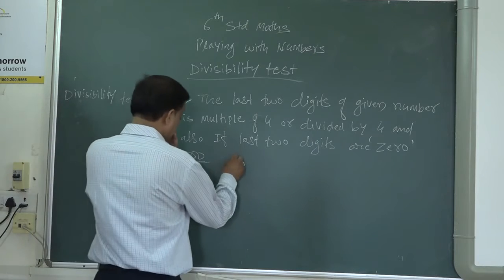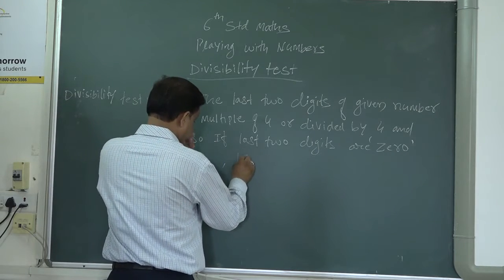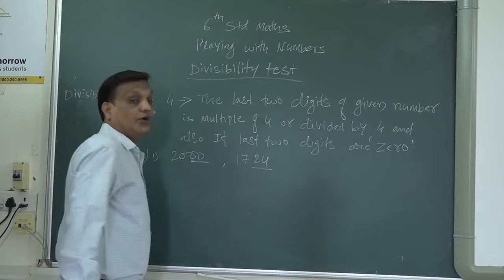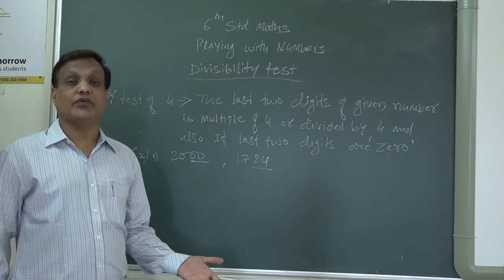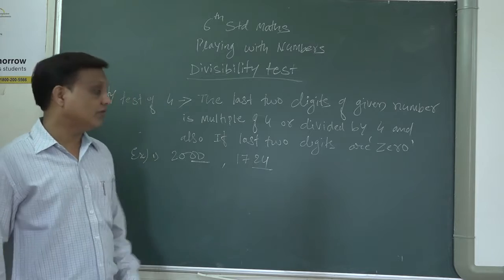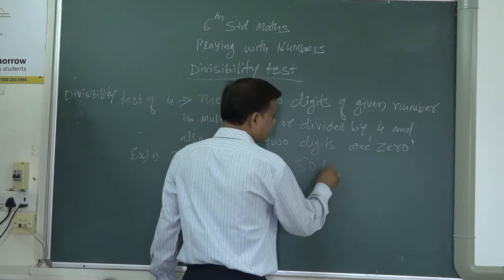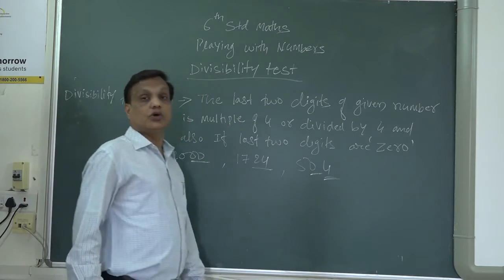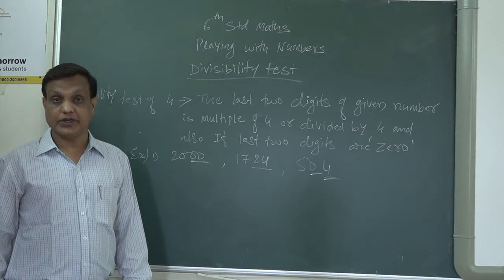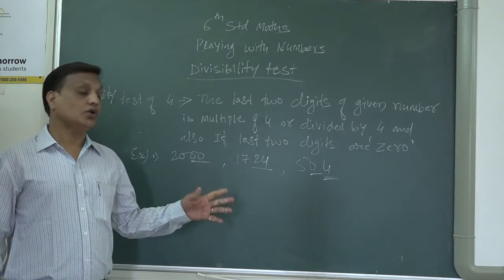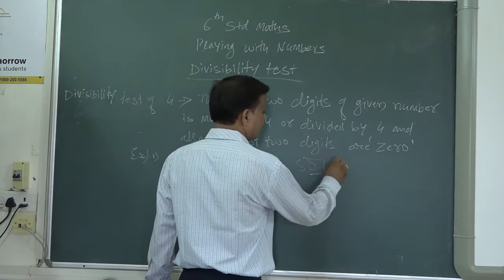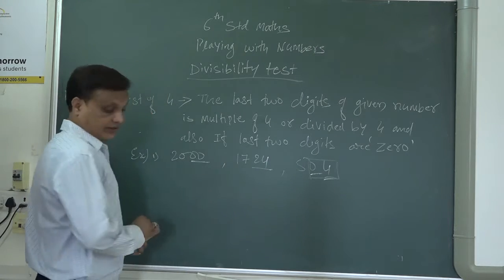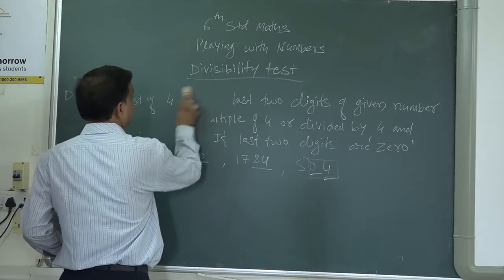One more example you will take: 1724. What are the last two digits? The last two digits are 24. 24 is a multiple of 4, also 24 is divisible by 4. One more example, 502. Last digit is 4, and the next number is 0, so 04. 04 is divisible by 4. So, if the last two digits are divisible by 4 or a multiple of 4, then that number is divisible by 4.